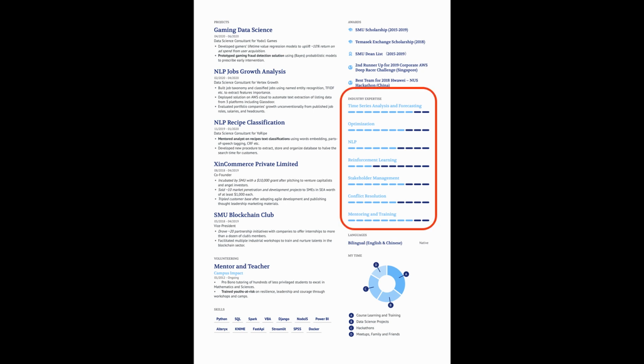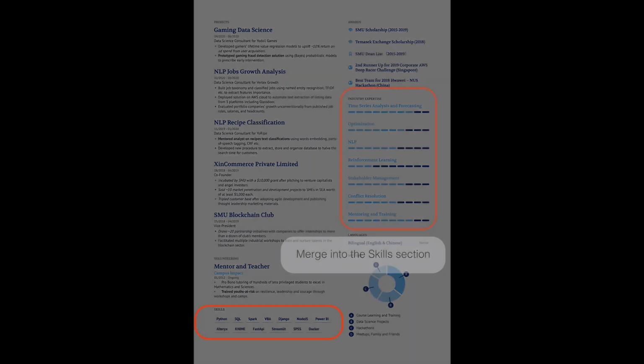Also, the industry expertise section seems to be related to data science, but those are actually skills that are evaluated by Steve himself. Self-assessments of levels of expertise are inherently subjective and unreliable, so I usually don't recommend having such a section in the resume. I would have them merged into the skills section.